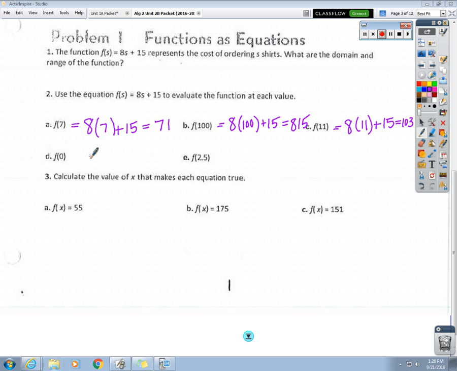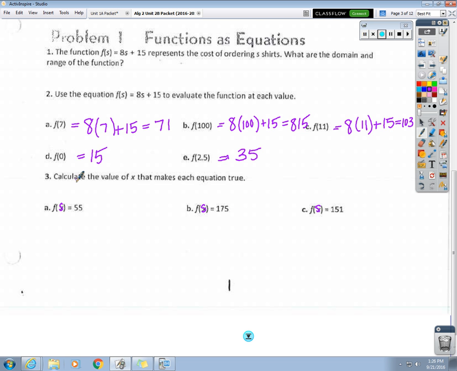What'd you get for f of 0? 15. Right, and what'd you get for f of 2.5? 35. Okay. Now down here is a little bit different because, and really this is a little messed up, this whole thing has been about f of s, and now all of a sudden they put f of x. But really all three of those should be s's.